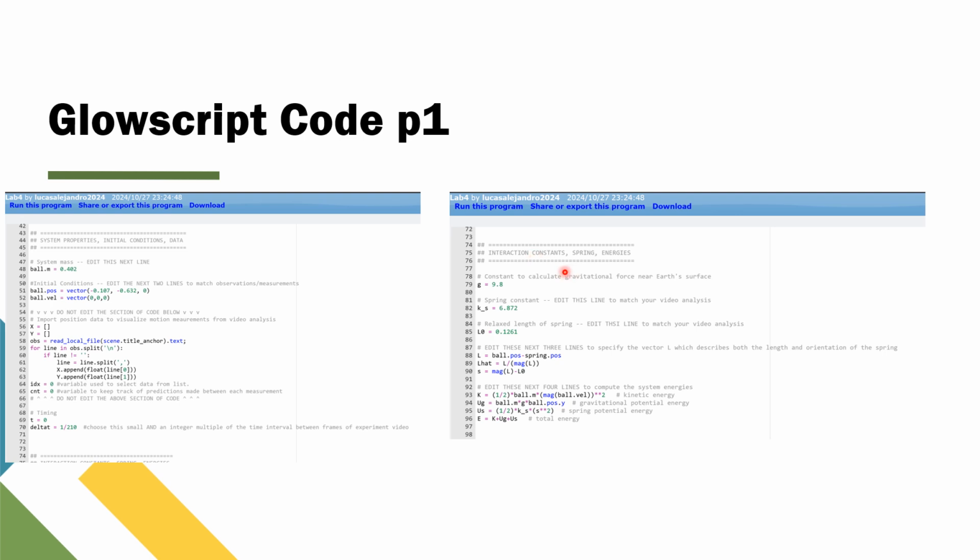And then moving over here, we changed g to 9.8, and then we have the spring constant and the relaxed length of the spring. And then here are some formulas to find the length of the spring. And then down here we have the potential energy of the spring, potential energy of gravity, and then total energy. It's just formulas from the class.